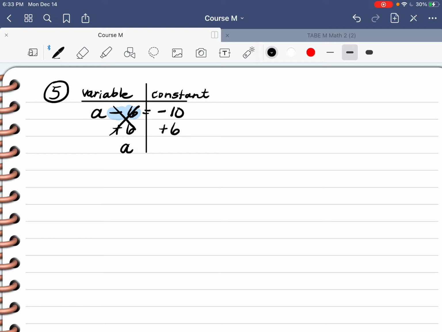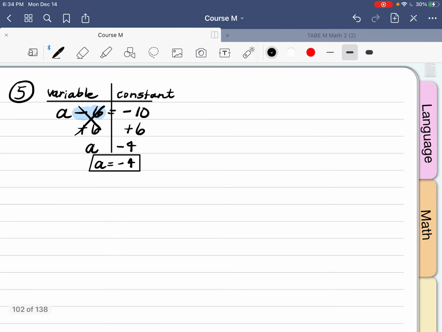Be careful. I lose 10, I win 6. So I'm still in the hole 4. Standardize. I like to put a box around my solution because later on that's going to be important. Get in the habit. Habits will help.